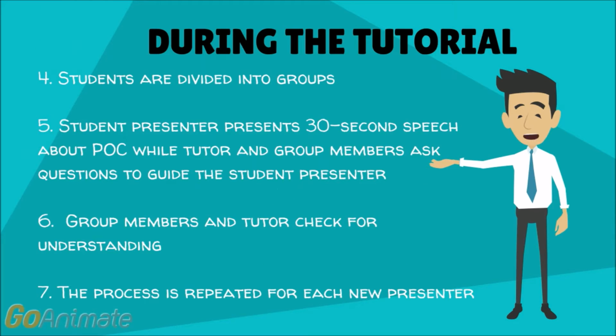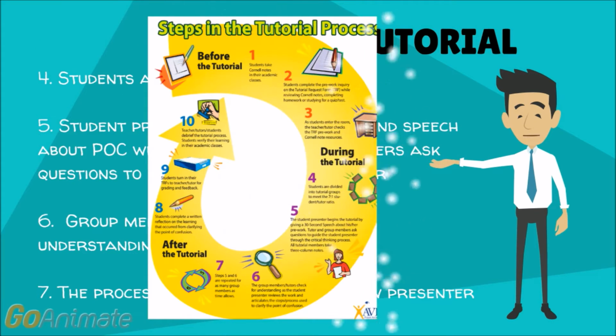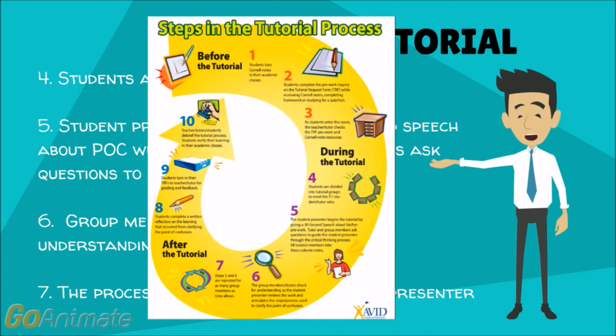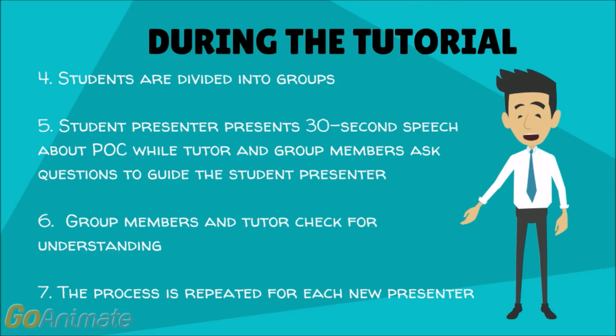Moving along the 10-step Avid tutorial process, steps 4 through 7 cover what happens during the Avid tutorial session. This is the process we will see in just a short moment. In step 4, students are divided into tutorial groups at a ratio of 1:7.